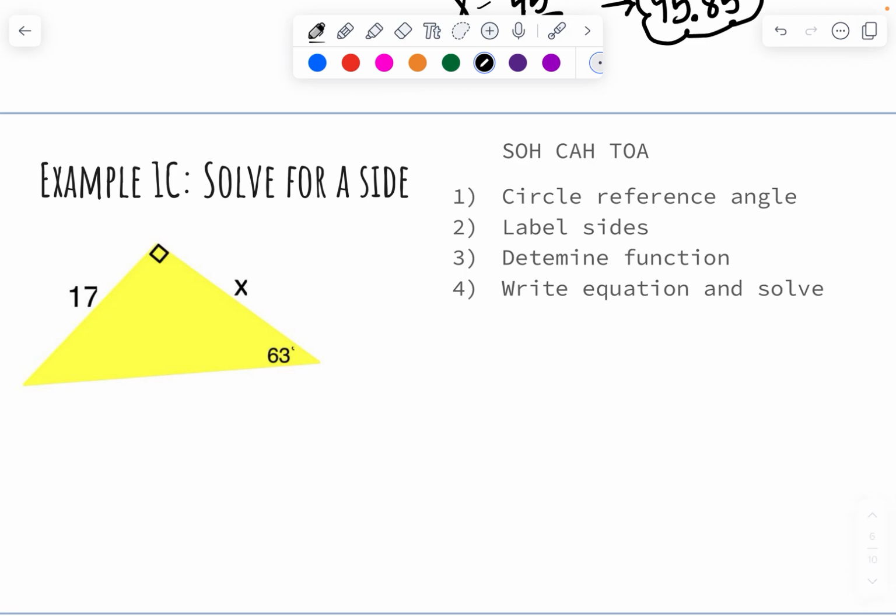So get another one here. My reference angle is 63. Here is my hypotenuse. I know that because it's across from the right angle. 17 is my opposite. X is my adjacent. I'm looking for the adjacent and I'm given the opposite. So O and A means I'm using tangent.